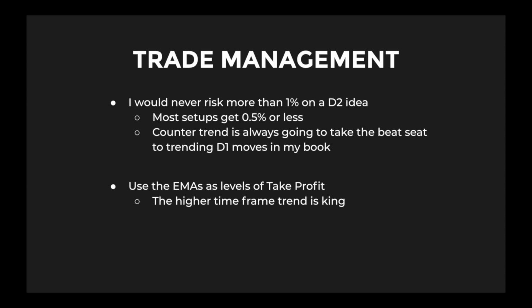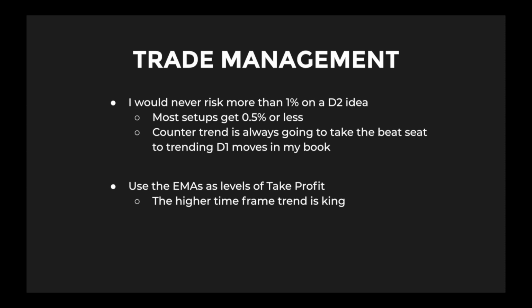For most of the setups that I take, I risk just about 0.5% or less. Again, we're trading counter trend. It's always going to be, I would say, like a second place trade to the D1, because the D1 is those in-trend, high probability movers. Now, that doesn't mean that there's not great D2 ideas. And again, that's why this chapter exists, because there's still highly profitable risk-reward opportunities if you can understand how to define and read a D2.